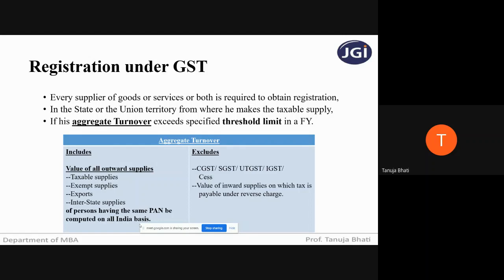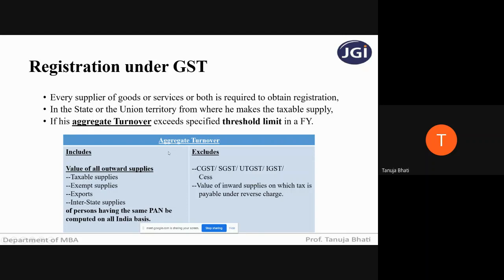You can add only my particular outward supplies. You cannot add someone else's outward supply in yours. Okay, so you have to total up all the outward supplies of the person having the same PAN be computed on all India basis. Now, what does this aggregate turnover exclude?